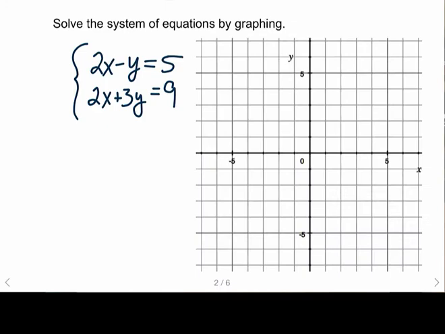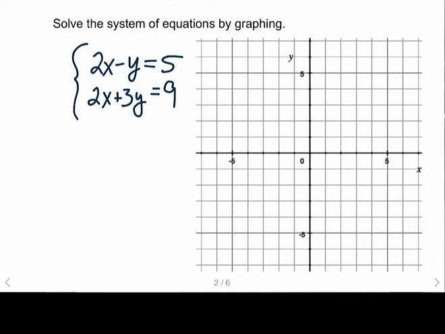Solve the system of equations by graphing. 2x minus y equals 5. 2x plus 3y equals 9. On tests, you know what a lot of people do? Elimination or substitution, and they don't graph. If I say solve by graphing, you're supposed to graph and then write down the solution.